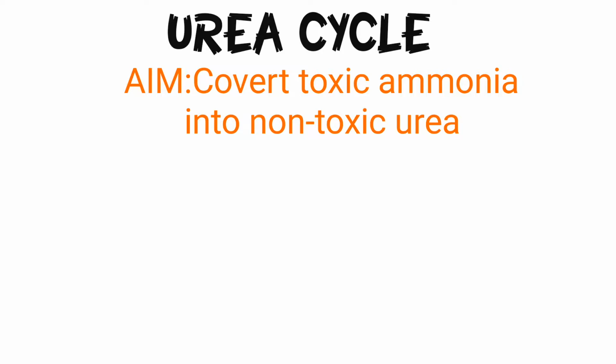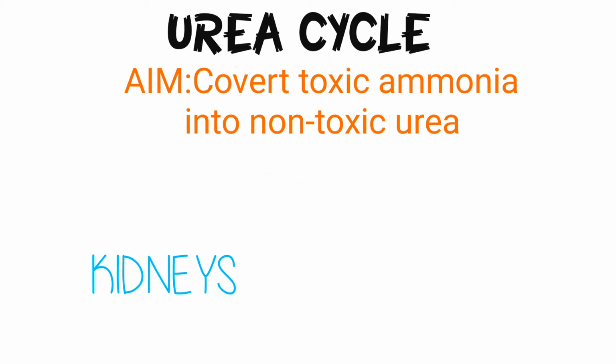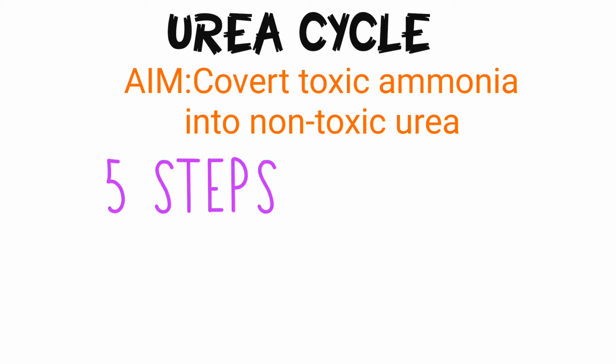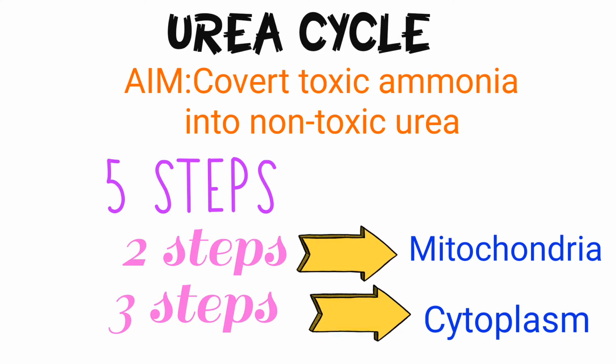Now, where does the urea cycle take place? Mostly it takes place in the hepatocytes, that is liver cells, and to a smaller extent in the kidneys. Urea synthesis is a 5-step cyclic process with 5 distinct enzymes. The first 2 enzymes are present in mitochondria, while the rest are present in the cytosol. It means that 2 of the steps take place in the mitochondria and the remaining 3 take place in the cytoplasm.